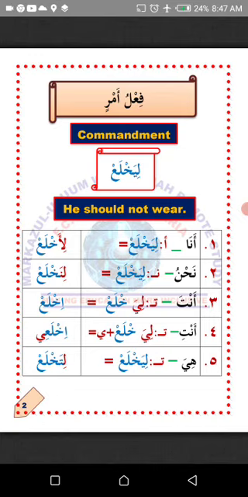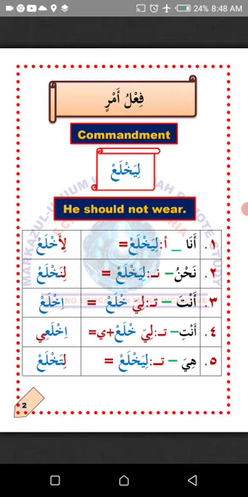Wahid, number one. Ana, I. So how do we change the verb liyakhala to suit ana? All you need to do is to detach ya'un and attach alifun. So the verb liyakhala will now become li'akhala, which means I should take off.